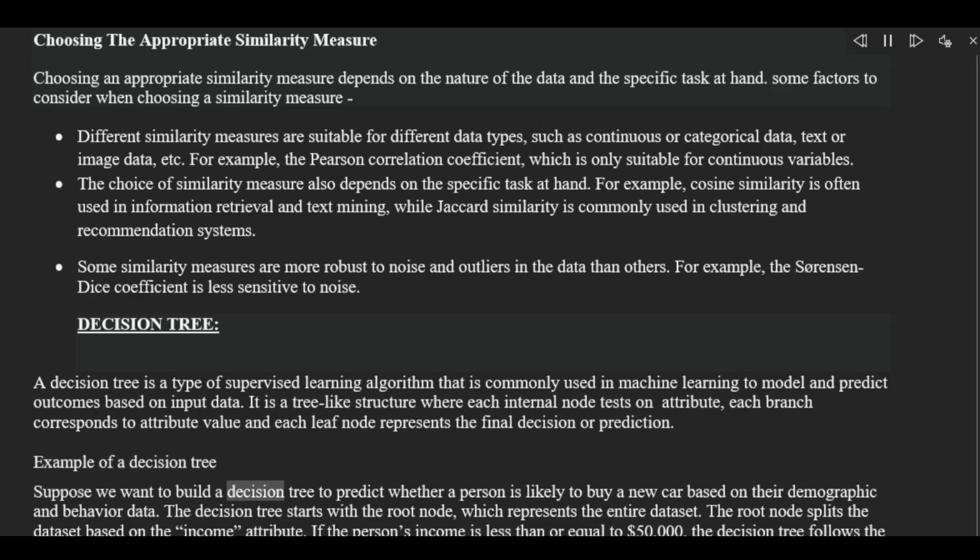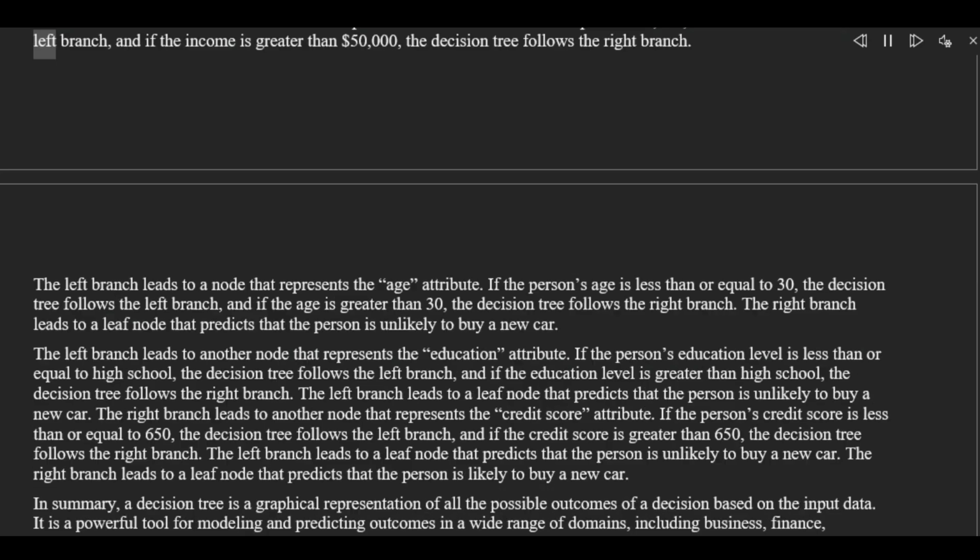Suppose we want to build a decision tree to predict whether a person is likely to buy a new car based on their demographic and behavior data. The decision tree starts with the root node, which represents the entire dataset. The root node splits the dataset based on the income attribute. If the person's income is less than or equal to $50,000, the decision tree follows the left branch, and if the income is greater than $50,000, the decision tree follows the right branch.